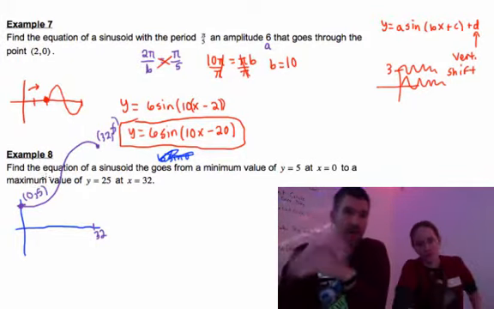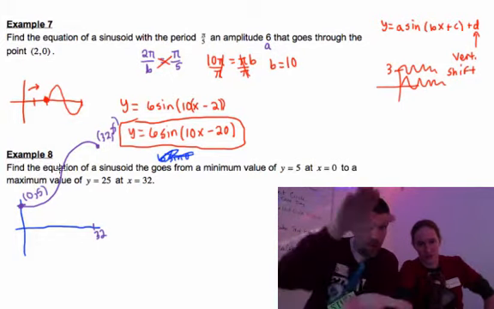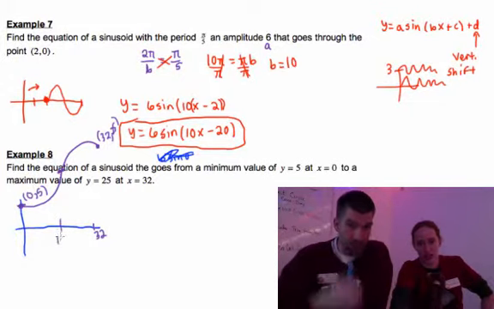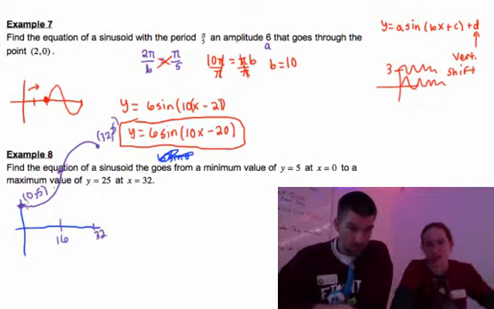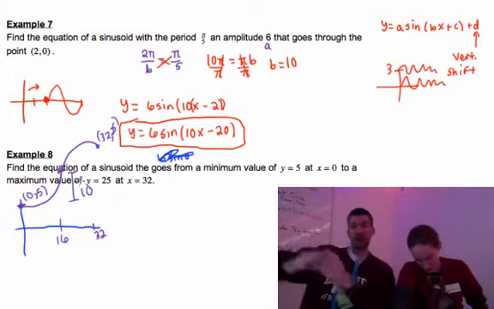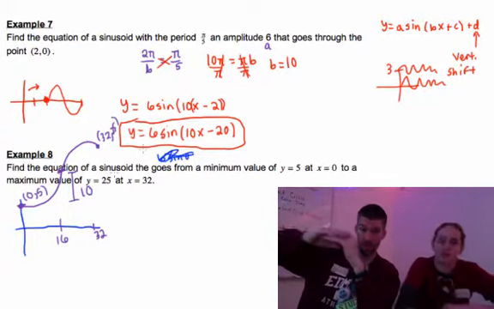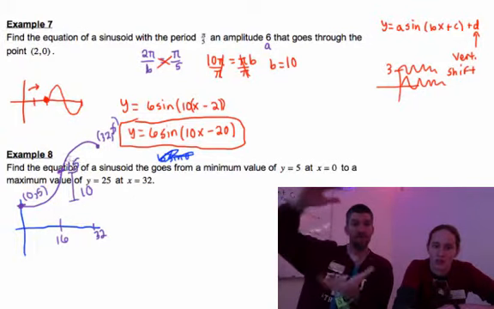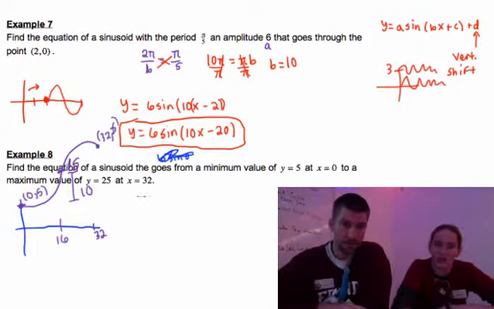Halfway between those 2 points is how far we've moved up our sine curve. Halfway between 0 and 32 is 16. And halfway between a height of 5 and a height of 25, those are 20 apart, so 10. So this is 10 right here. Go up 10 from 5, so 15. We're moving our whole equation up 15 units. So that's a vertical shift. Our D is 15.